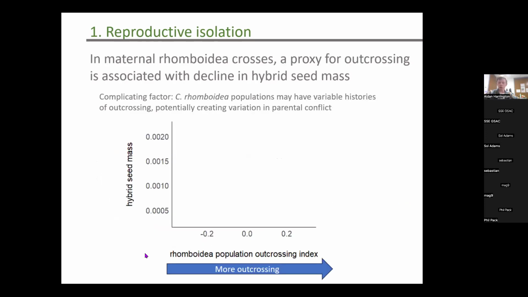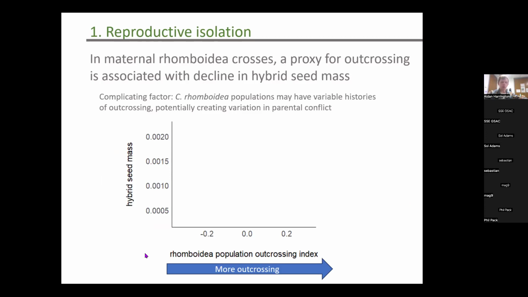There is a bit of a complication here, though, which is that I also found that in maternal rhomboidea crosses, a proxy for outcrossing is associated with a decline in hybrid seed mass. So what does all that mean? So basically, this complicating factor here is that we know that Clarkia rhomboidea populations could have variable histories of outcrossing, which could create variation in parental conflict.